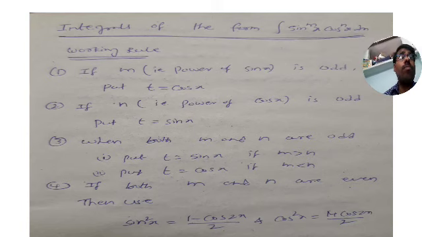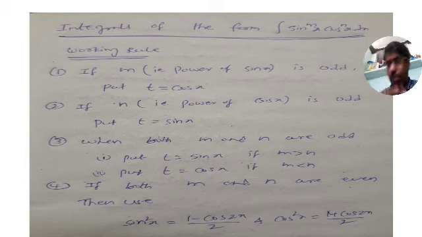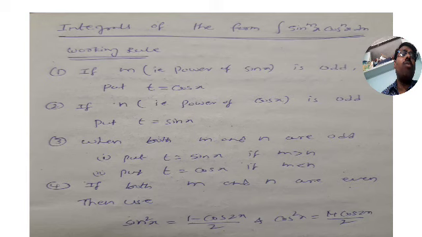Yes. You will get 5 marks. Listen carefully. What is the working rule? There are 4 steps. You have to use the suitable one. It is of the form integration sin power of mx into cos power of nx. Sin power into cos power, where I am saying the sin power is m and the cos power is n.